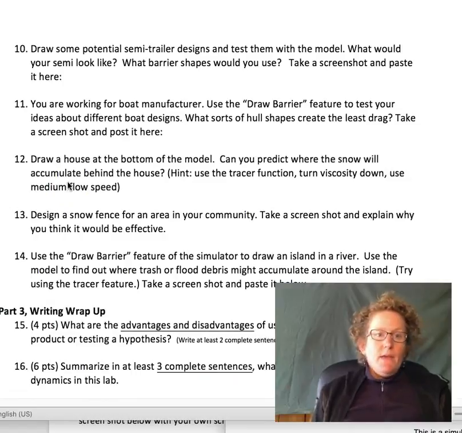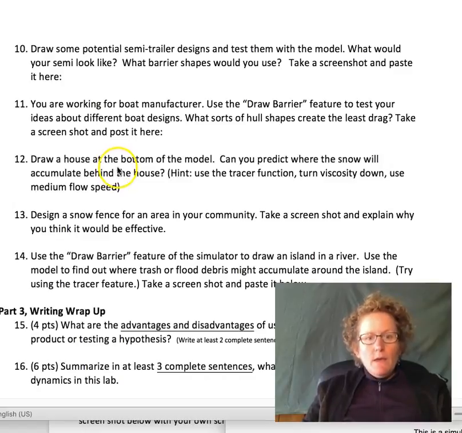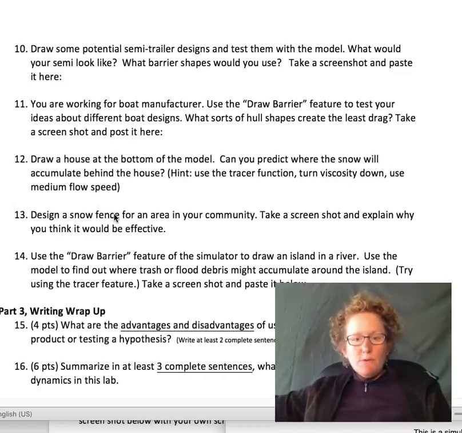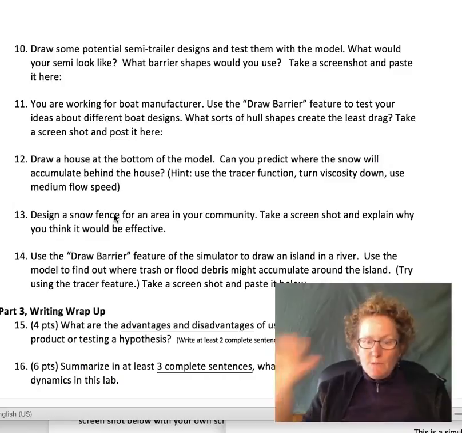You don't have to do all of them. Take a deep breath. But I will demonstrate how you might use the draw barrier feature to take on some of these challenges. The first challenge is a semi-trailer, boats, a house, and where the snow might accumulate behind the house. So kind of thinking like if you live out on the prairie where the wind just blows and blows and blows, where should you put your house to keep snow from piling up against it?